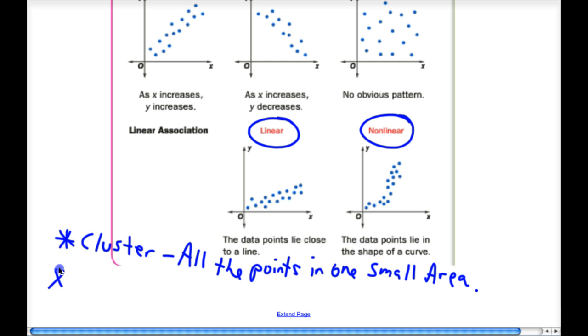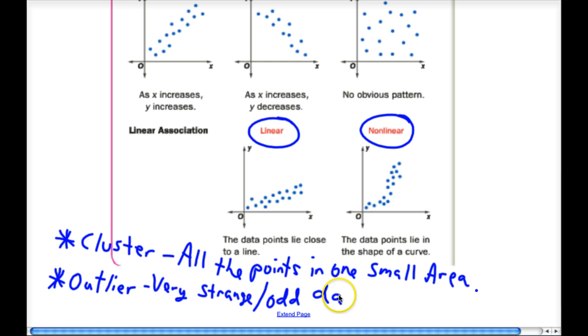And then the other word is called an outlier. You ever heard the word outlier before? Think of outlier as a very strange or odd data point. I'll show you guys an outlier here in a minute. You guys will totally get it.